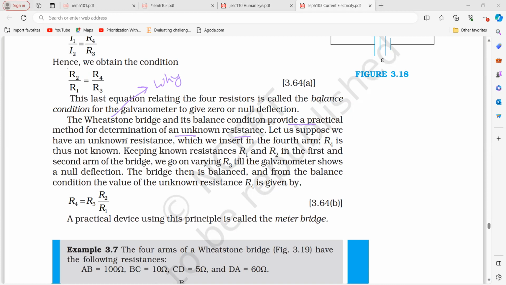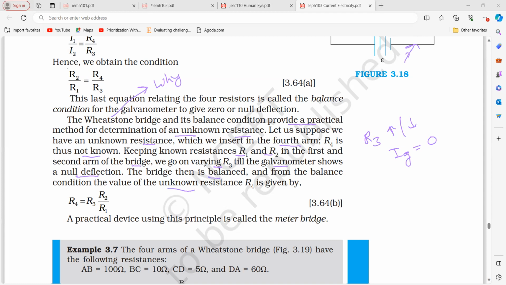Let us suppose we have an unknown resistance which we insert in the fourth arm. R4 is thus not known, or from the picture you can see. Keeping known resistance values of R1, R2 in the first and second arm of the bridge, we will be changing R3 till the galvanometer shows a null deflection। तब तक हम लोग R3 की वैल्यू को घटा भी सकते हैं, बढ़ा भी सकते हैं। कब तक? जब तक हमें करंट थ्रू द galvanometer जीरो ना मिल जाए.